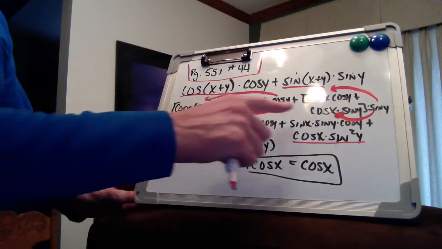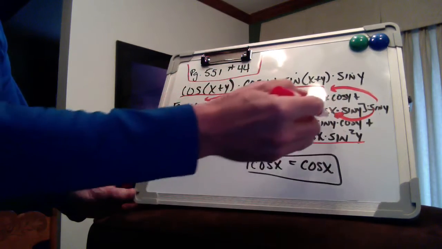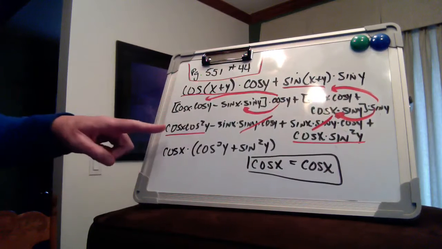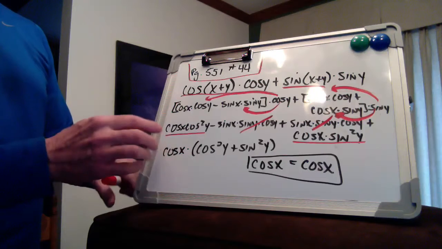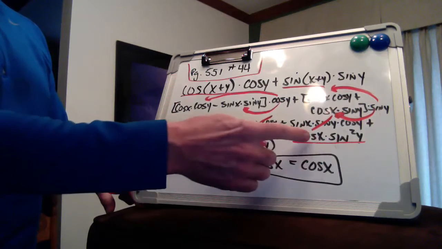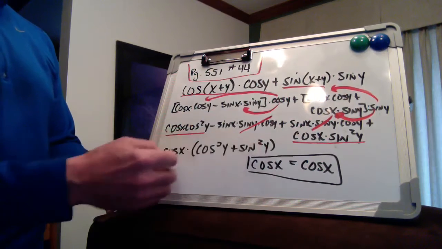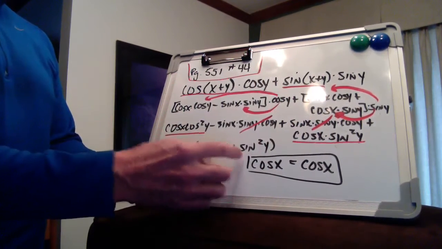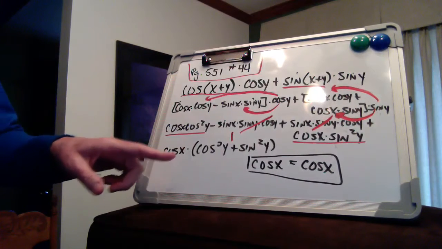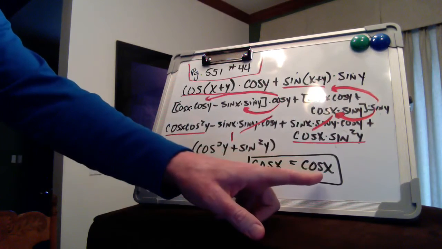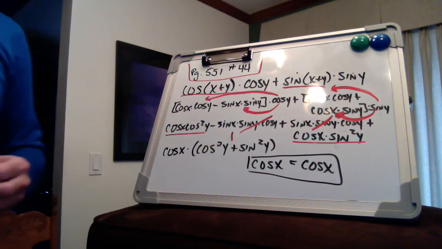Okay, so as you see this step right here, these two, they're like terms with opposite signs, so they're going to cancel out. Then what I've underlined in red, this is what is left. I left out one step just to save some space. So these two terms, I factored out a cosine x, and I was left with cosine squared y plus sine squared y. Remember, this is one of your Pythagorean identities. So that is equal to 1. And 1 times cosine of x is cosine of x, and that's exactly what you wanted to prove. Okay.